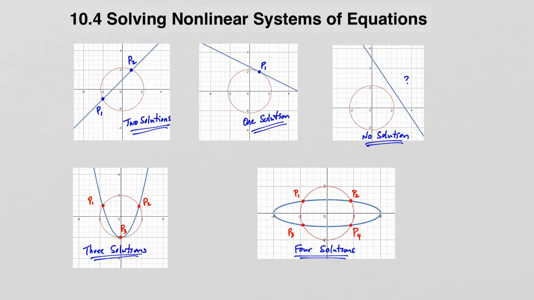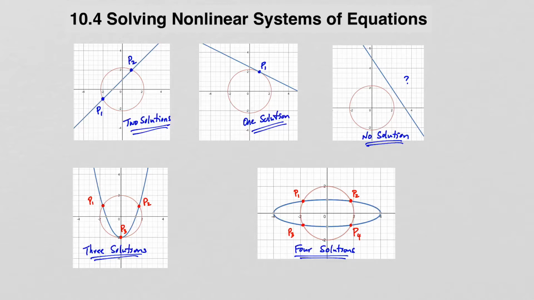In section 10.4, we look at solving nonlinear systems of equations. A nonlinear system of equations is when you have two functions and at least one of them is not a line. And what you're doing is you're trying to find the points of intersection of the two curves.